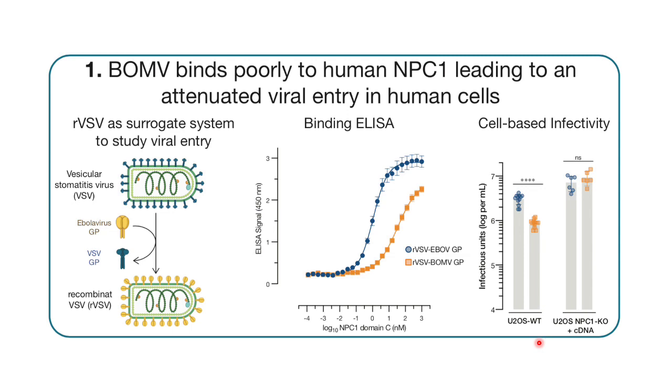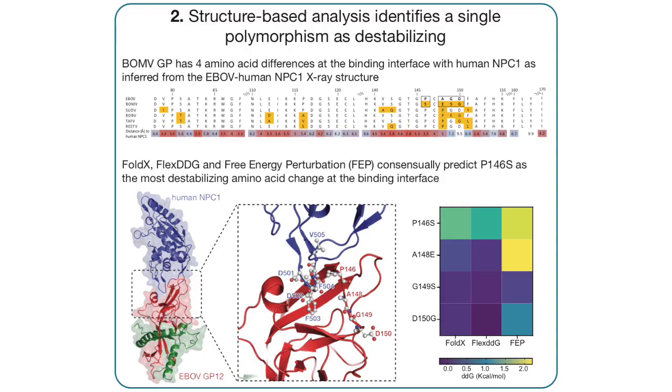The right panel describes the infectivity assays using human cells. These results are in accordance with the binding data, since we observe a lower infectivity for Bombali than for EBOV, and such differences are no longer observable when overexpressing human NPC1, which shows that the differences in infectivity are due to the differences in binding affinities observed by ELISA.